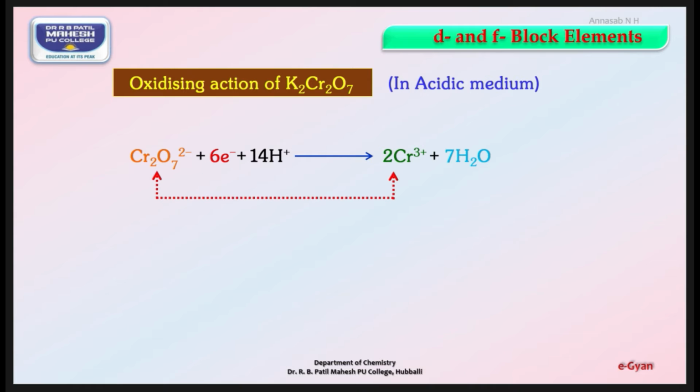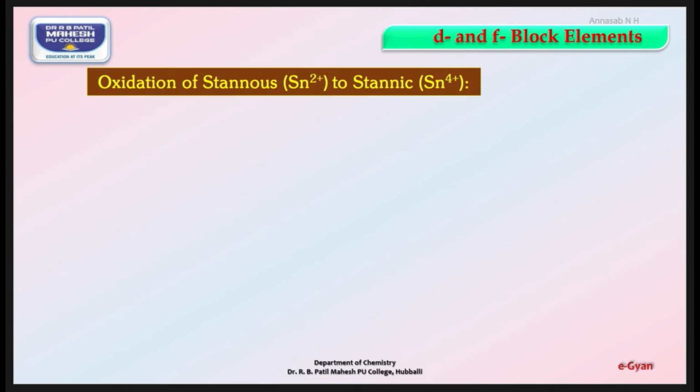So the oxidation state of chromium in dichromate ion is plus 6, which converts to plus 3, and the process is a decrease in the oxidation number and it is reduction. With this knowledge, we find the oxidation state of some of the elements. So, oxidation of stannous Sn2 plus to stannic Sn4 plus.